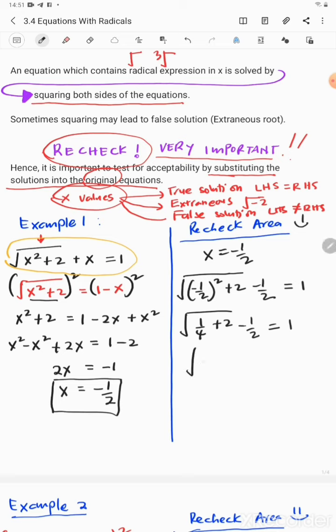We get here square root of 9 over 4 minus 1 over 2 equal to 1. Okay, when we square root 9 over 4, we get 3 over 2 minus 1 over 2. We get 2 over 2, equal to 1. So now we get the same value for the left and right hand side. So our answer is absolutely true. So this is a true solution. Okay, so this is the value.